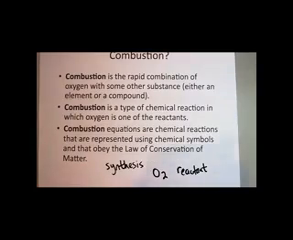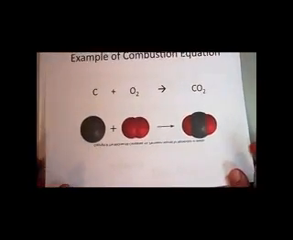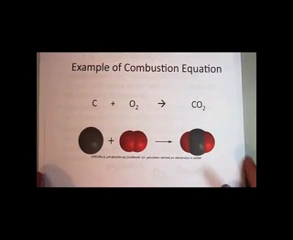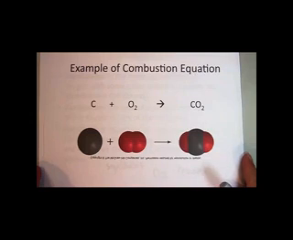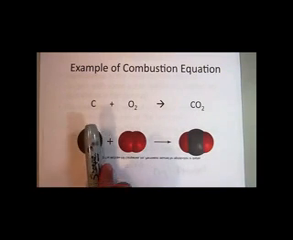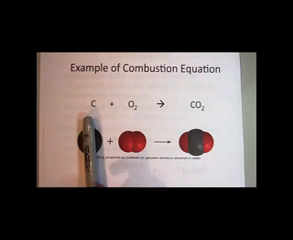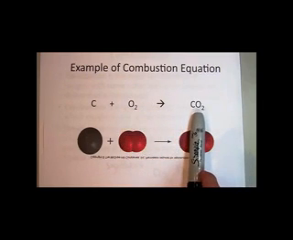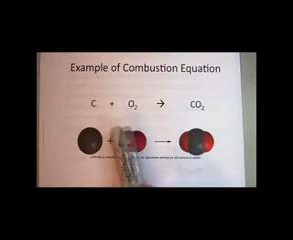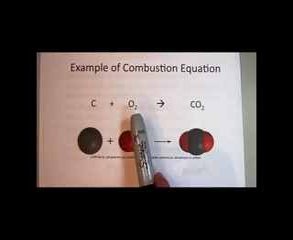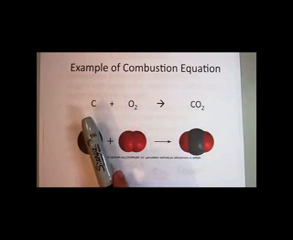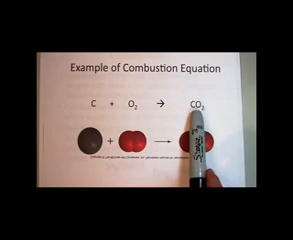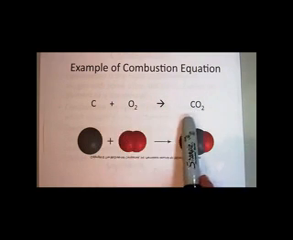So let's look at an example of a combustion equation, okay? In this particular combustion equation, we have carbon, elemental carbon, combining with oxygen to yield carbon dioxide. So you can see it's a combination or synthesis reaction, a special type called a combustion reaction, because the element or compound, in this case it's an element, is combining with oxygen to give us a new compound. Okay, so that's a combustion equation.